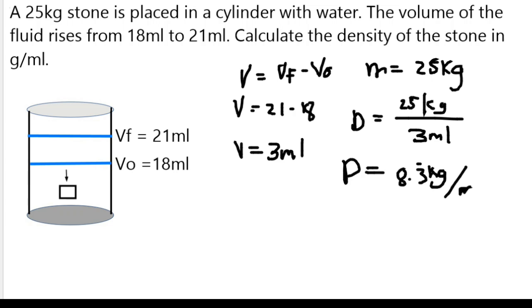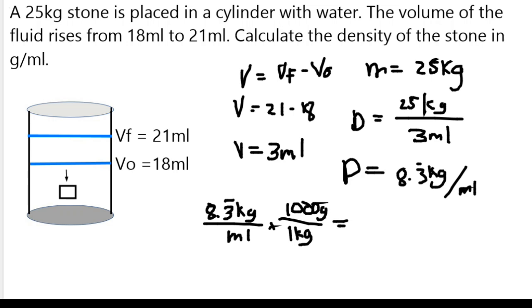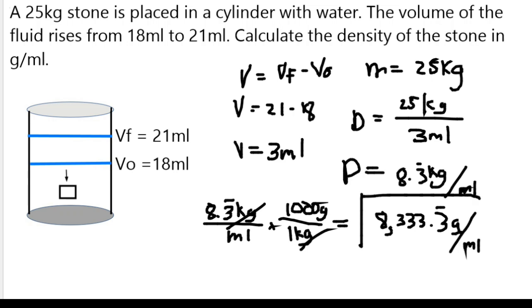8.3 kilograms repeating. Then we're just going to convert this into grams because that's what the problem wanted. So again, we just have 1 kilogram at the bottom and 1000 grams on the numerator. So we can just cancel these things. So we'll get 8,333 grams per ml. So this is the answer for this problem. That was not hard, right?